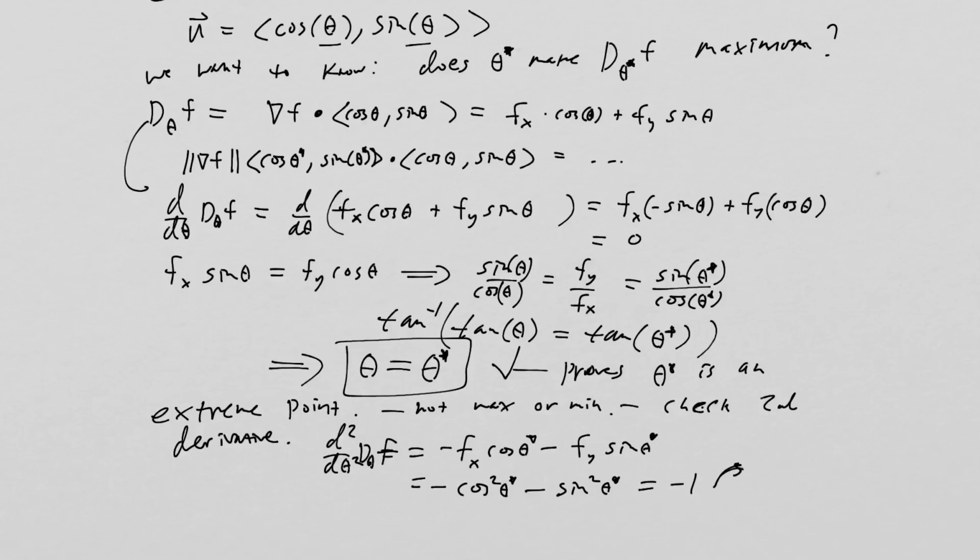So we know that this is concave down. This is the concave down second derivative, so we know that it's a maxima. So that does prove, in fact, that it is the maximum value and not the minimum. Okay, so that's a proof.